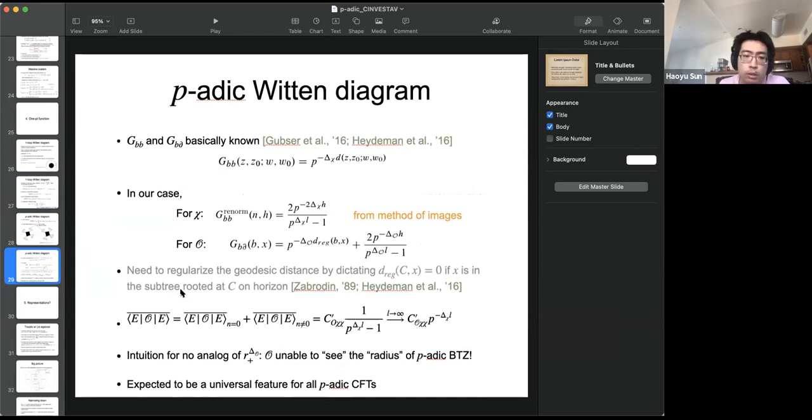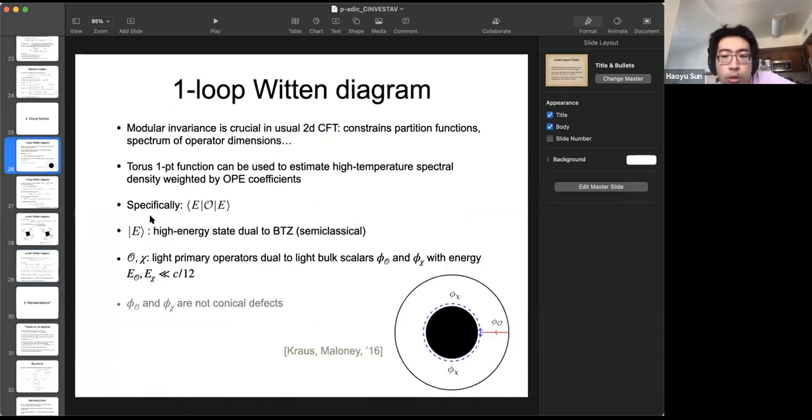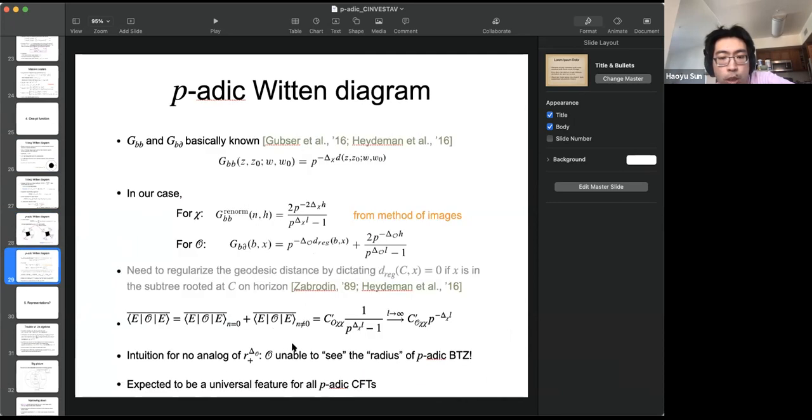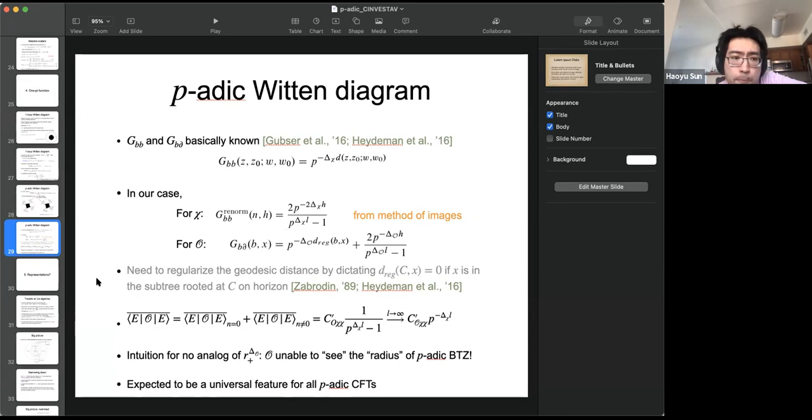It is a bit mysterious, but we have an intuition for this missing factor. It means that the scalar field phi O is unable to see the radius of the p-adic BTZ. By shooting a phi sub O scalar field towards the BTZ black hole, it is hard for it to see the radius of the horizon, because the horizon is basically given by a length on the graph, and there's no well-defined radius in this setting. We expect that this relation should hold true for all p-adic CFTs. Okay, any questions for the second part?